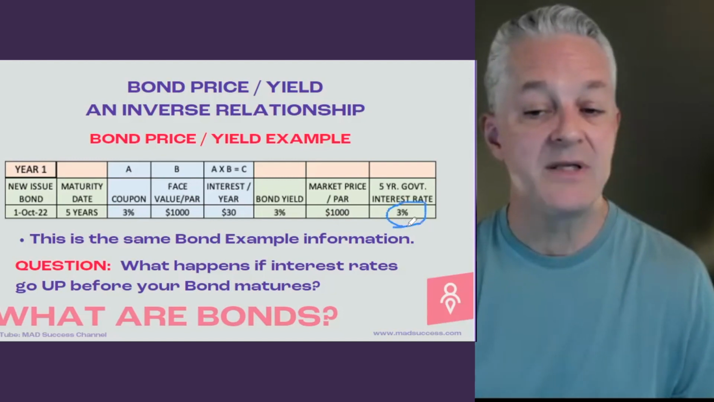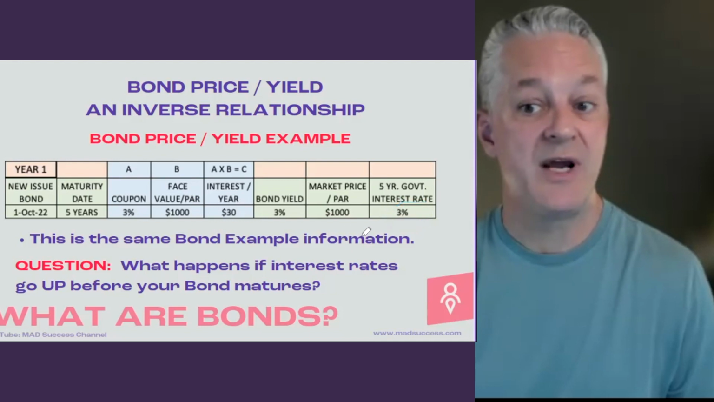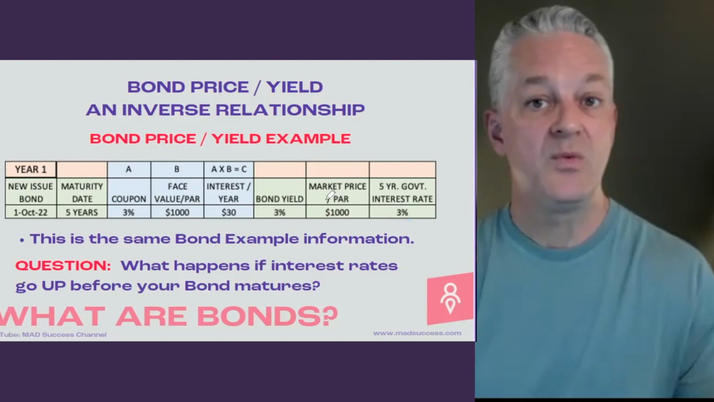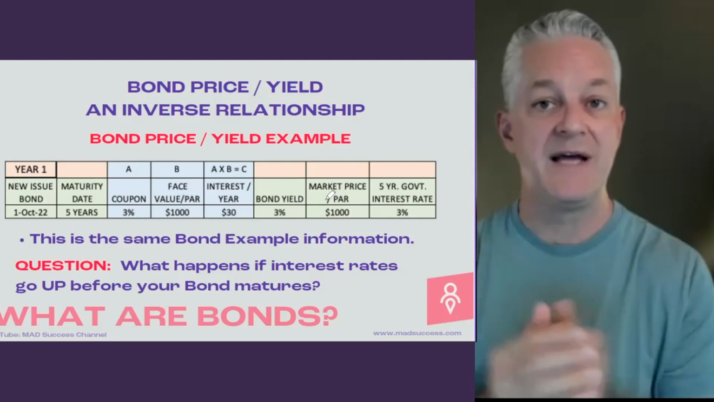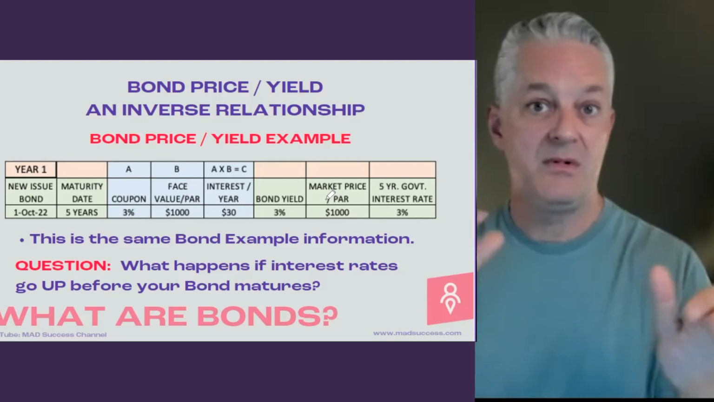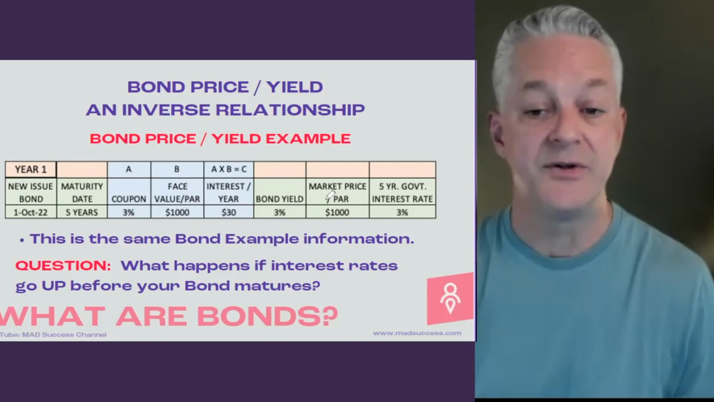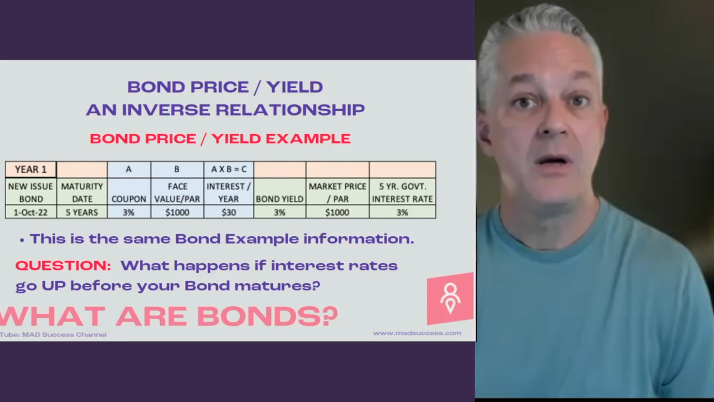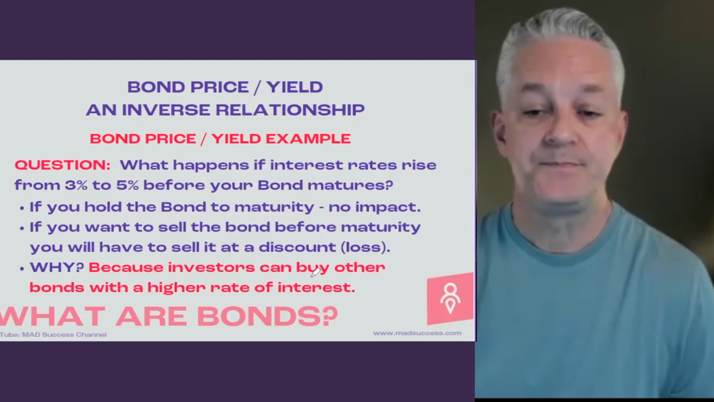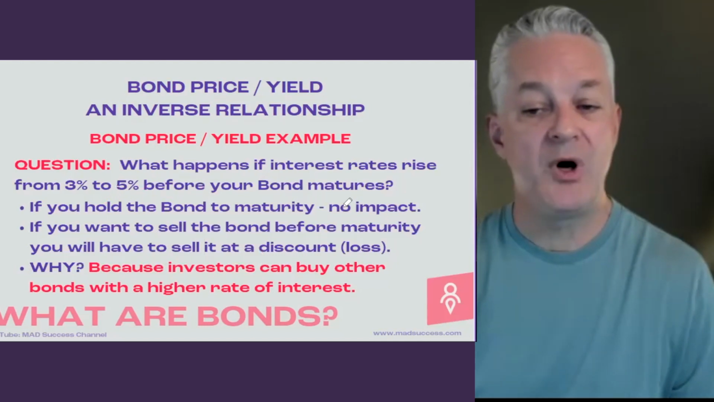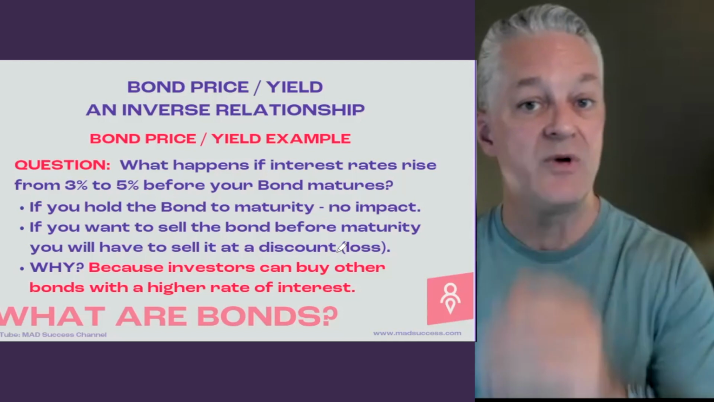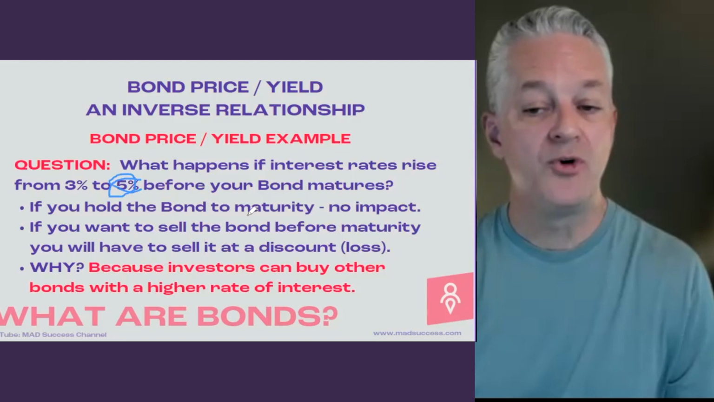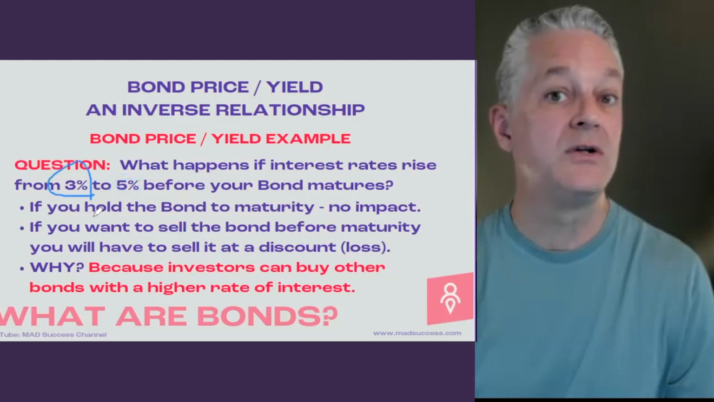And the government 5-year interest rate was also at 3%. And this was AAA. The government is AAA, no issue about credit rating. We won't go into that in this example. So just know that they start at the same yield, okay? So the big question is, what happens if interest rates go up before your bond matures? Well, if you hold the bond to maturity, there's no impact. You're getting your 3%. But if interest rates rise to 5% and you hold your bond to maturity, you're only getting 3%. You're losing out.